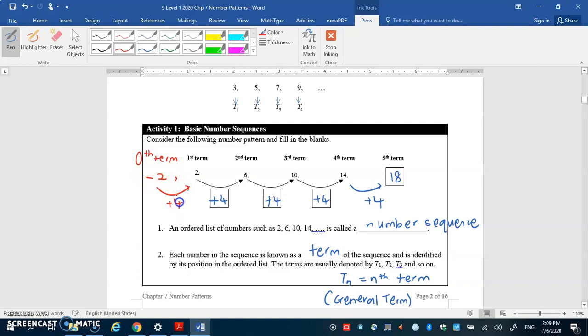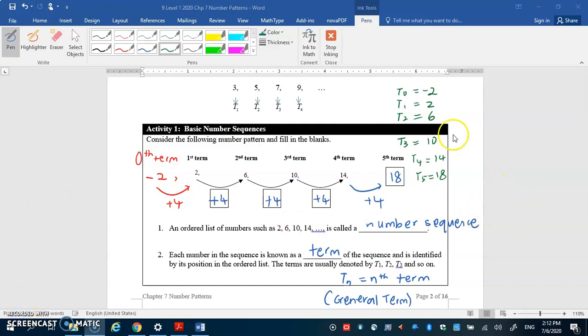Correct? So once I find the 0th term, I can just see a pattern. Okay, let's start writing the pattern. The 0th term, also known as t0, is equal to -2. The first term is 2. The second term is 6. The third term is 10. The fourth term is 14. And the fifth term is 18.